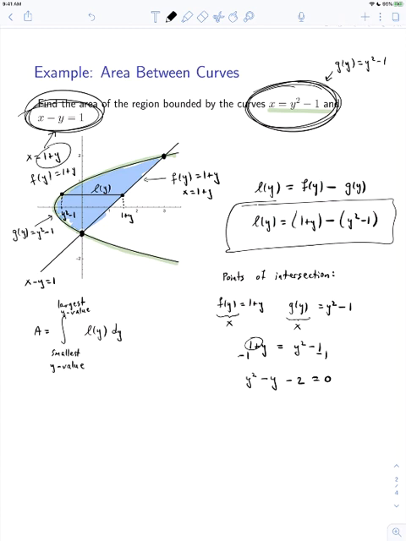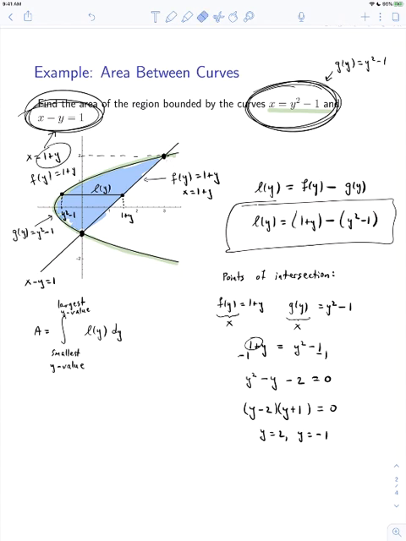This is a quadratic, so you can factor it: y minus 2 times y plus 1. That tells me that y is equal to 2 and y is equal to negative 1. You can probably see that it's 2 on the graph, but just because it looks like it's 2 doesn't mean it actually is 2. That's why you really need to check these things. And you can also check that the x value here is 3. So it's 3 comma 2 is that point.